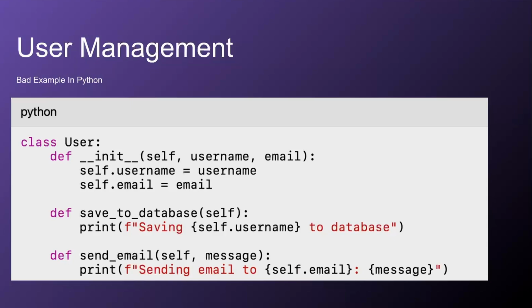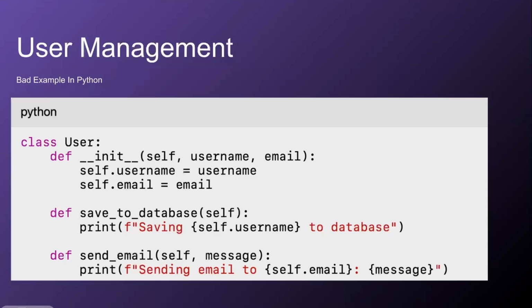So now take a look at another example. This is user management, and here is a Python snippet. In this, I have declared a user class. It has a constructor with 2 additional parameters, username and email. Both are assigned to self.username and self.email. Now there is one method, save to database. Obviously, in a real implementation there will be a lot of other logic in here, but to make it simple, it's just printing that it is saving self.username to database. It is making use of self.username.